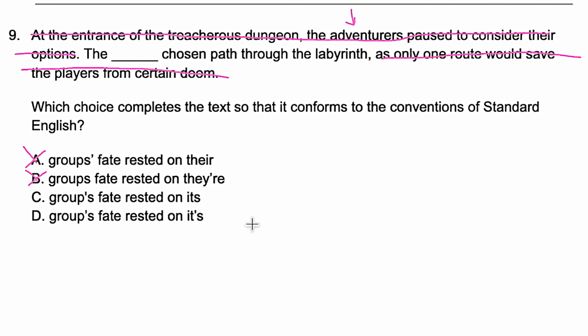And then it looks like we're dealing with its, which might throw some of you off because if you think of a group, it has more than one person in it, right? However, a group is a singular unit. So we do want singular its, and then chosen path. Does the chosen path belong to the group? Yes. So we'd want the possessive, no apostrophe, C as our answer here.